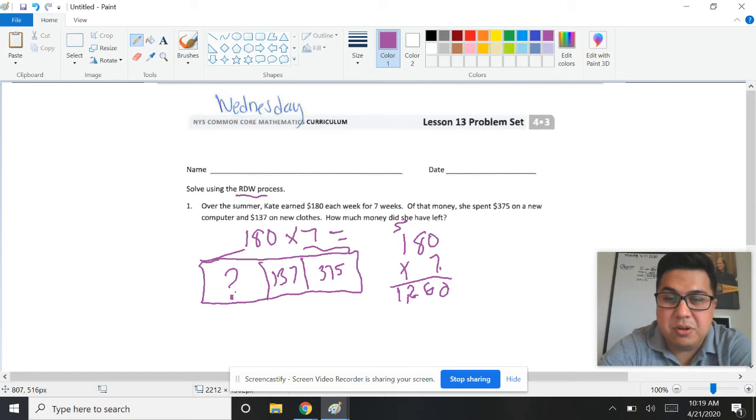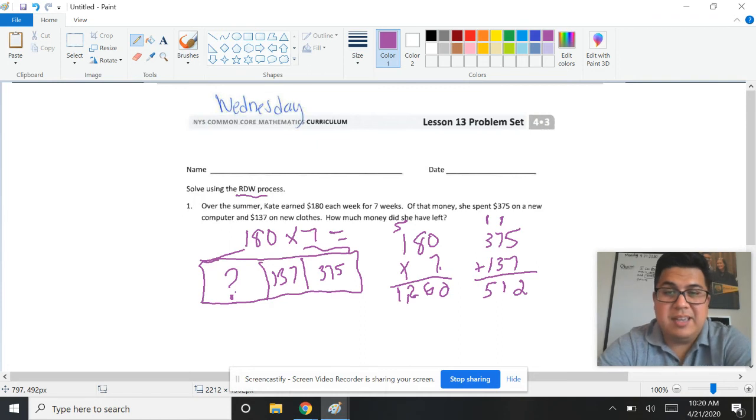So we got to add these two numbers together. So 375 plus $137 to figure out how much she spent. She spent 5 plus 7 is 12. We know we have to regroup. We're going to put the 1 up there. 7 plus 3, so we're going to 7, 8, 9, 10, 11. Bring up the 1. And then we're going to add 3 plus 1, and we know that is 5. So she spent $512.